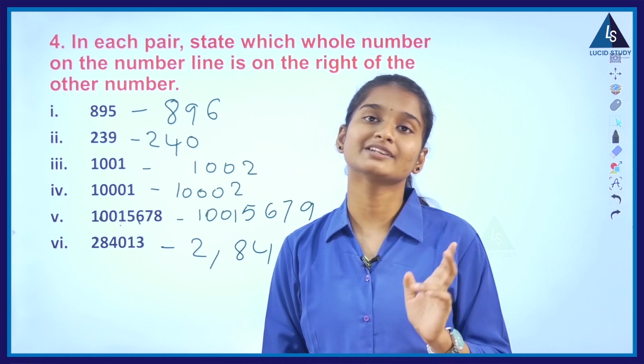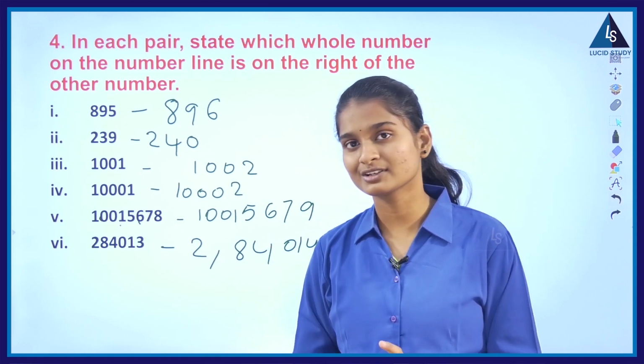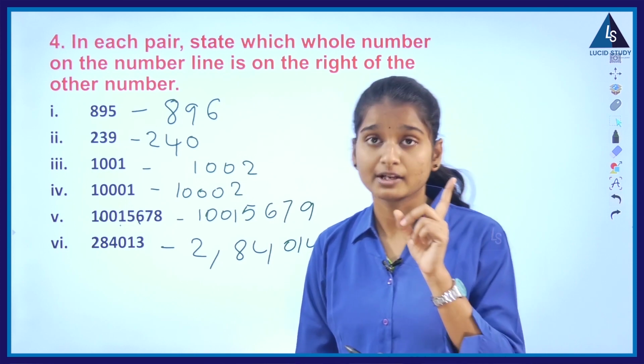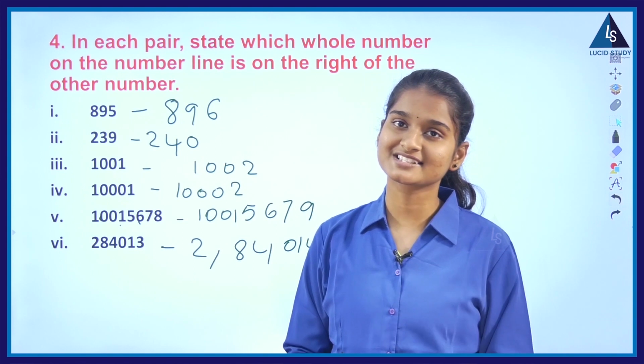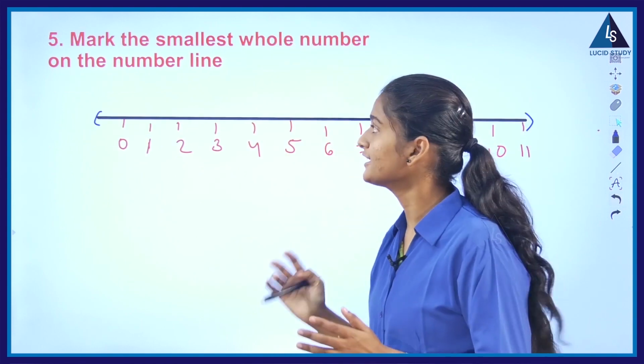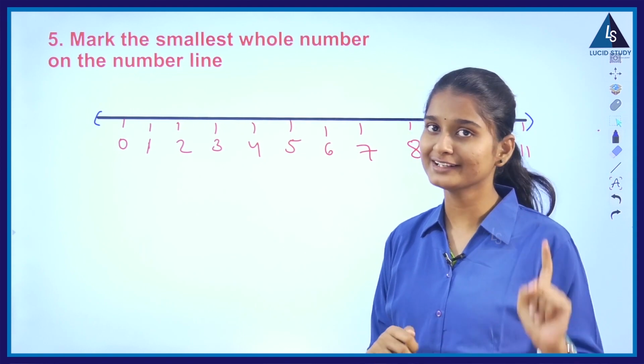Successor is nothing but the number which comes just after the number. So the successor of 6 is 7 and the predecessor of 6 is 5. Now let us go through the next problem. So children, here is the fifth question. Mark the smallest number on the number line.